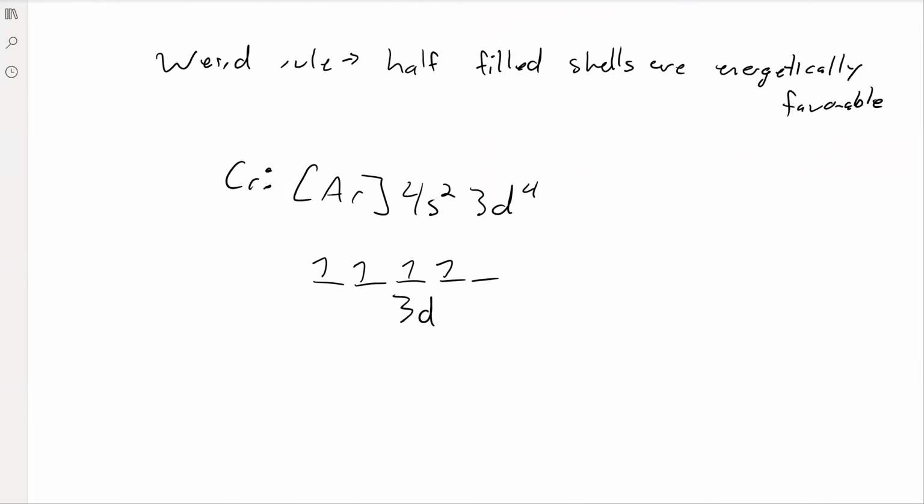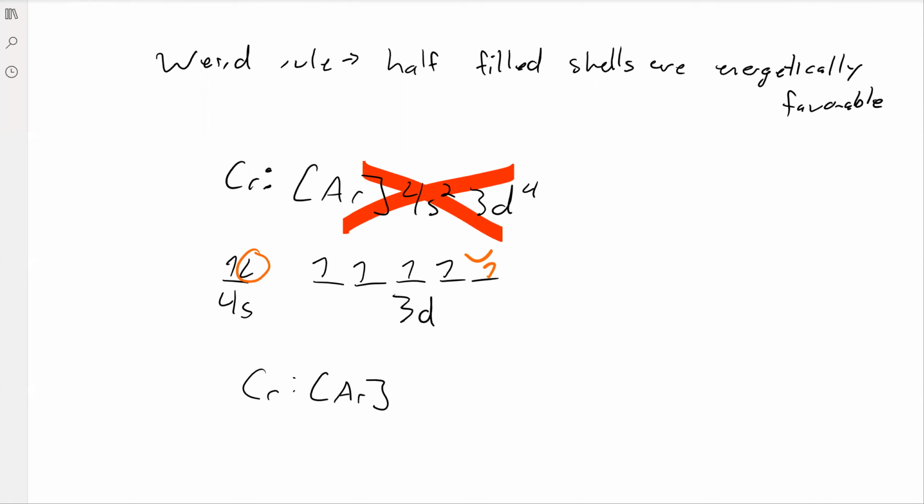If we had one more electron, it would become half filled. And same thing for the 4s orbital. If we got rid of one electron, it would also be half filled. So what happens is we move this electron over here, and instead of being 4s2, 3d4, it is 4s1, 3d5, right? So this electron gets moved over to there, and then we have 2 half-filled sets of orbitals.